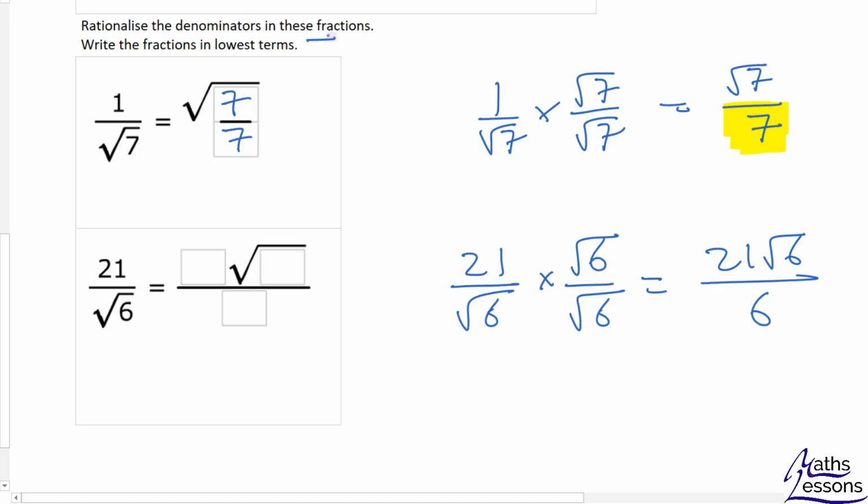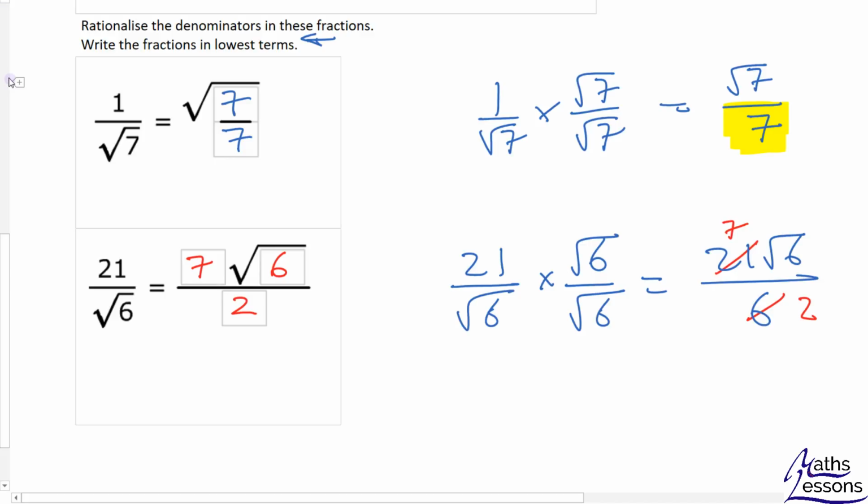Now we want to do it in the lowest terms. So 21 can cancel down with 6. 3 goes into 6 2 times. 3 into 21 goes 7. So our answer is 7 square root of 6 over 2.